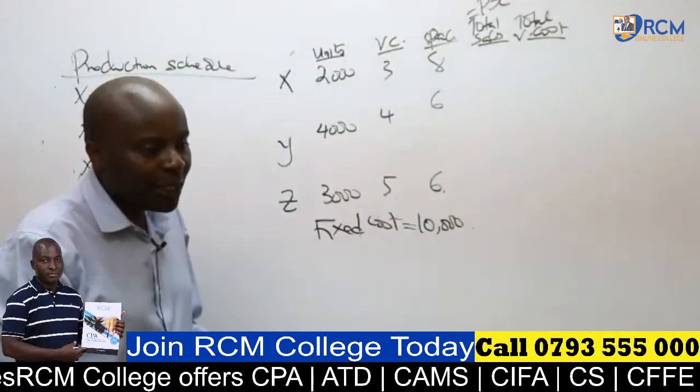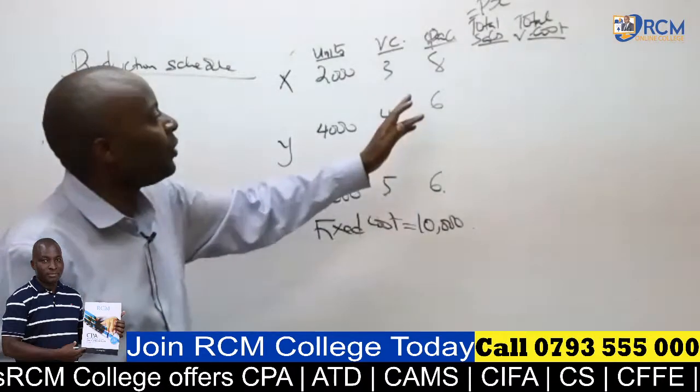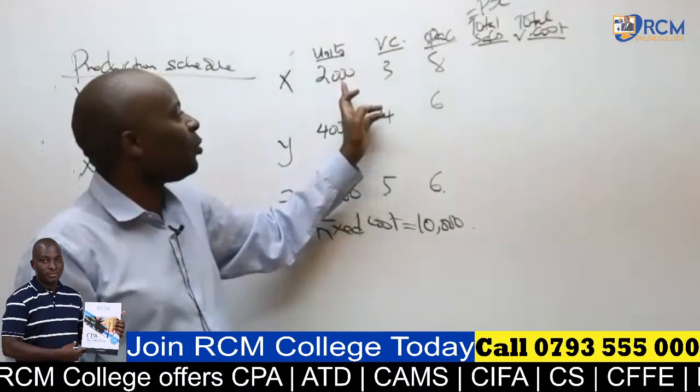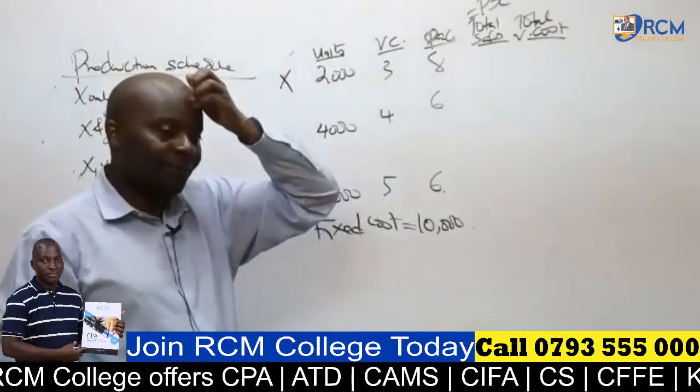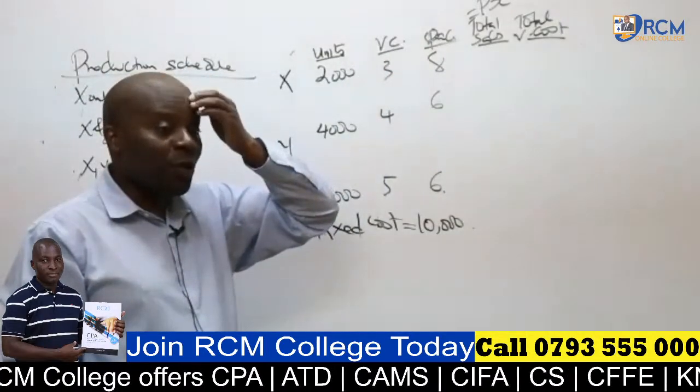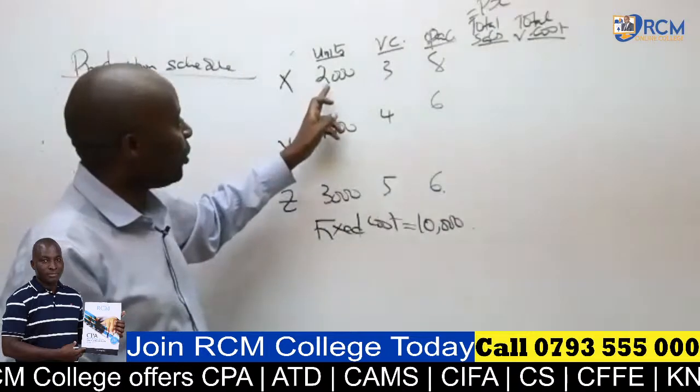Total sales is price times number of units. So could you kindly give me the total sales here for product X? It will be 2,000 times 8. Total sales revenue. So this will be 2,000 times 8.